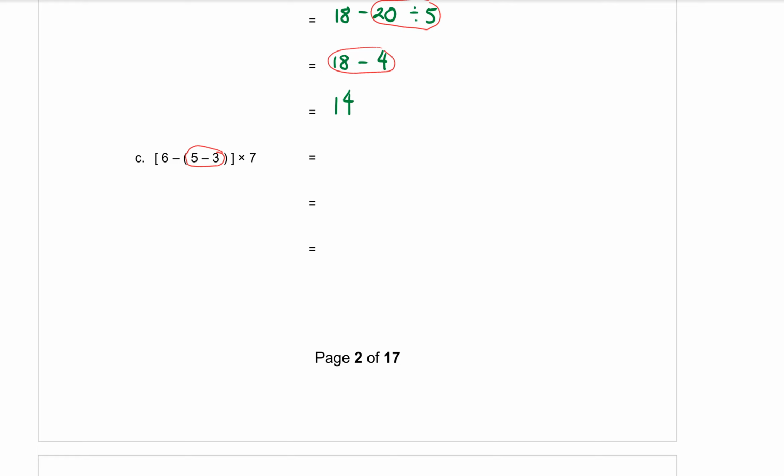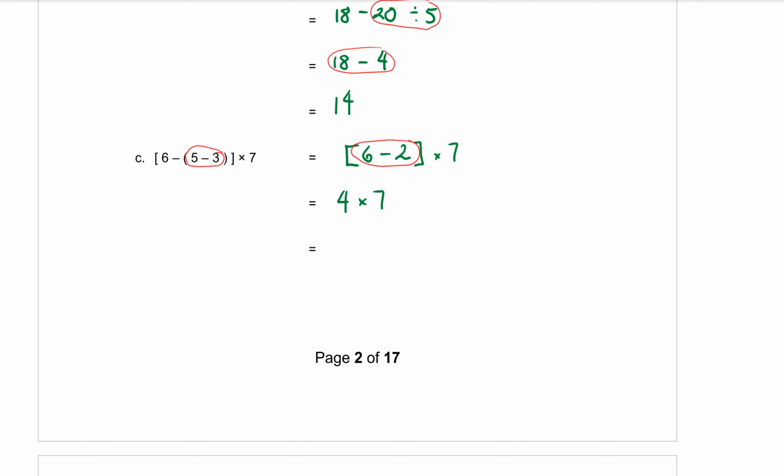All right, let's write down what is left. We still have the square bracket. We have a 6 and a minus. Inside my red circle, I'm going to work that out. So 5 minus 3 is 2. Close the square bracket and times by 7. Now I still have brackets. So brackets are still at the top of the list of what we have to do next. So now we're going to have to do the outside brackets, the square ones here. Circle them, that's next. 6 take away 2 is 4. And then I have the times 7, which was outside. We just write that part down again.